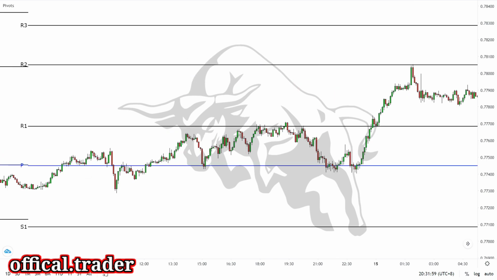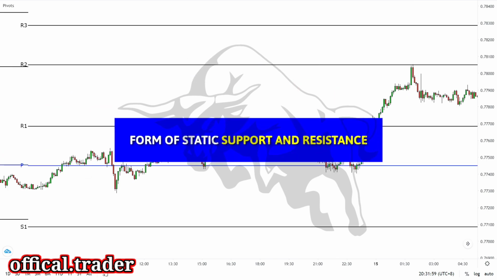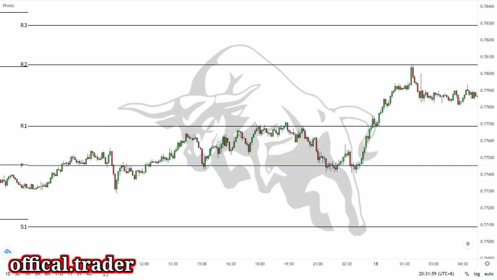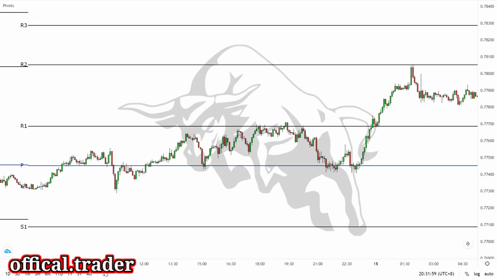The second way you can use pivot points are as a form of static support and resistance. This is great for traders who have trouble identifying support and resistance on a regular candlestick chart and are looking for clear levels to base their trades off. But this is where some traders make a mistake. Every time price reaches a resistance level, they'll blindly take a sell trade, and every time price reaches a support level, they'll do the same for a buy trade.